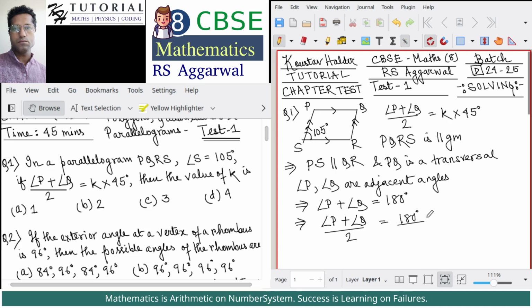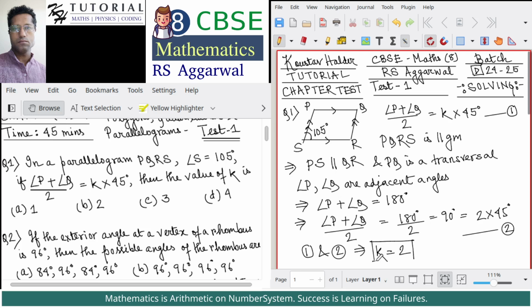divided by 2, which is 90 degrees, which is equal to 2 into 45 degrees. Now it is given that P plus Q. So if I consider this to be result 1 and this to be result 2, so we can say 1 and 2 implies that K has to be equal to 2.